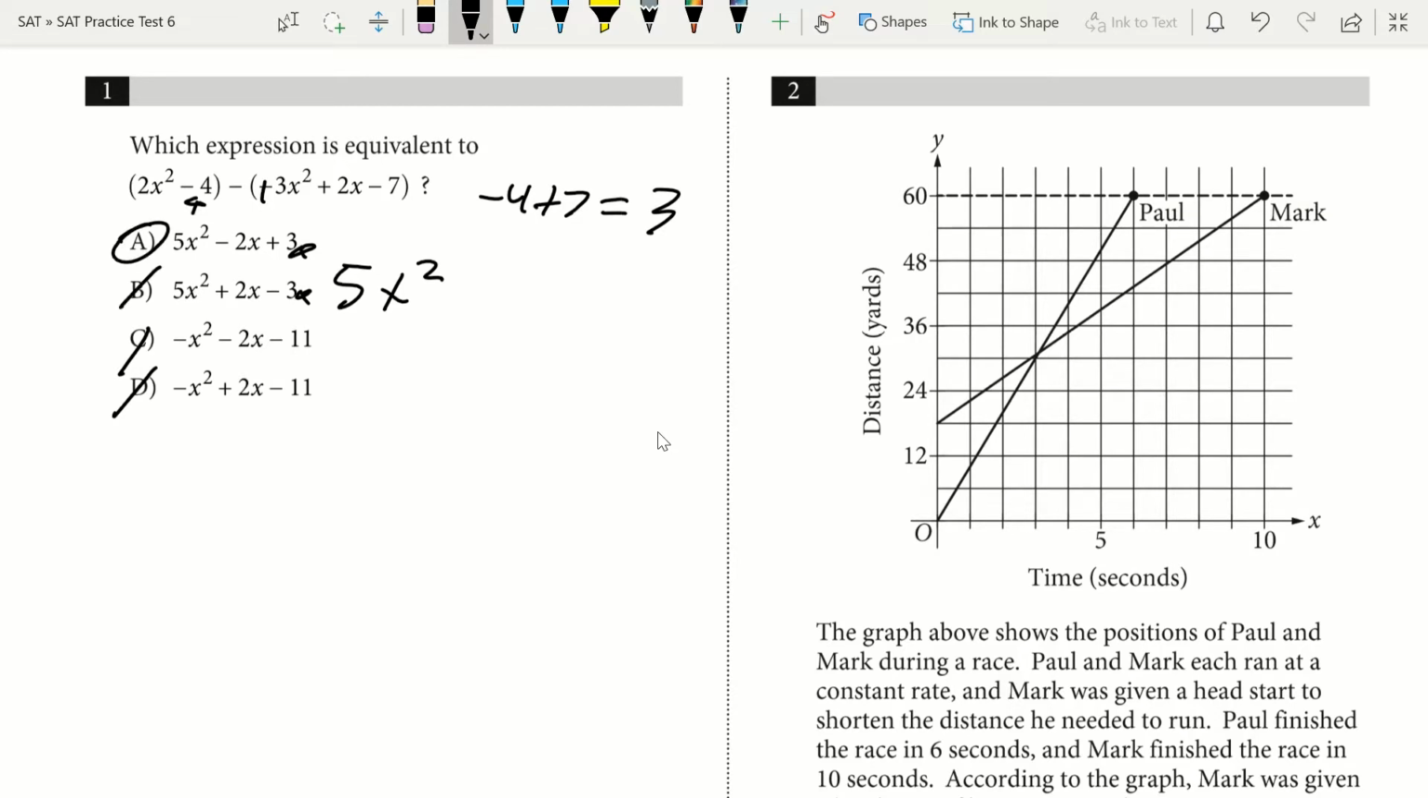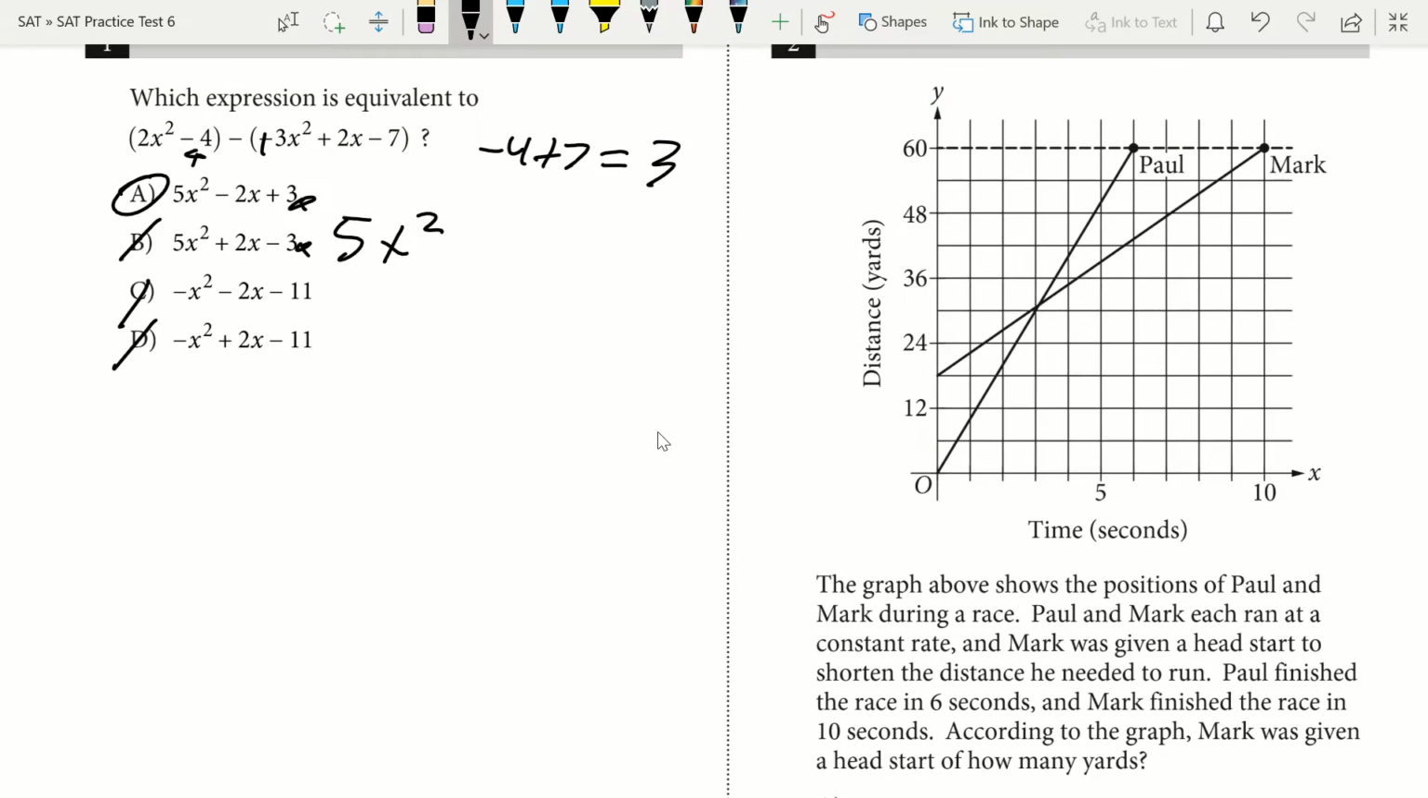All right, question 2. The graph above shows the positions of Paul and Mark during a race. Paul and Mark each ran at a constant rate, and Mark was given a head start to shorten the distance he needed to run. Paul finished the race in 6 seconds, and Mark finished the race in 10 seconds. According to the graph, Mark was given a head start of how many yards? Well, if we look at Mark's graph, we see at time 0, he was at 18. How do I know it's 18? Because I have from 0 to 12 here, right? I have it split halfway, which means I have to be using increments of 6. 12 plus 6 gives me 18, so my answer there is going to be 18.